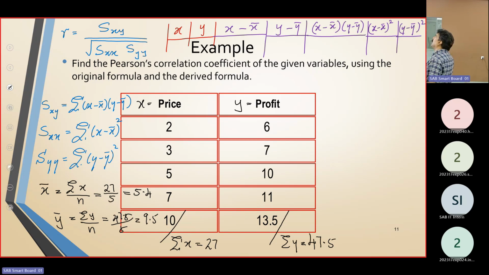So all together, 5 columns we have to develop: X minus X bar, Y minus Y bar, this product, this square and that square. X bar means the value we found. Y bar means the value.